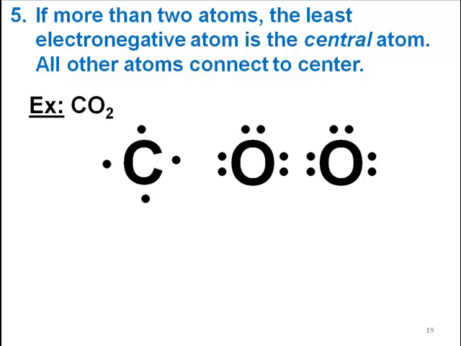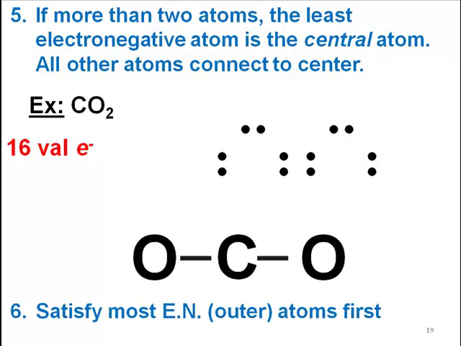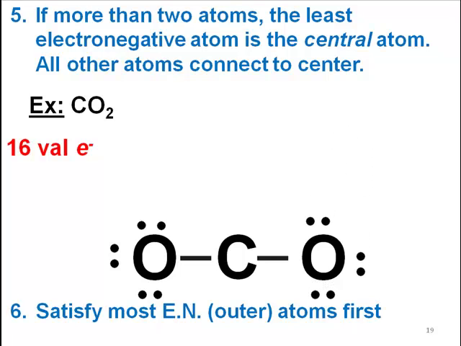So CO2, you've got C and 2 O's. You have to decide which one is going into the middle. It's the least electronegative, which is the C. So you stick the C in the middle. It's got 16 valence electrons. Take your C, move your O's. You do single bonds first, and you want the outer atoms first. The most electronegative ones will most likely have those electrons closest to them, so satisfy the most electronegative atoms first. So we put 2 there, 2 there, 2 there, 2 there, 2 there, and 2 there.